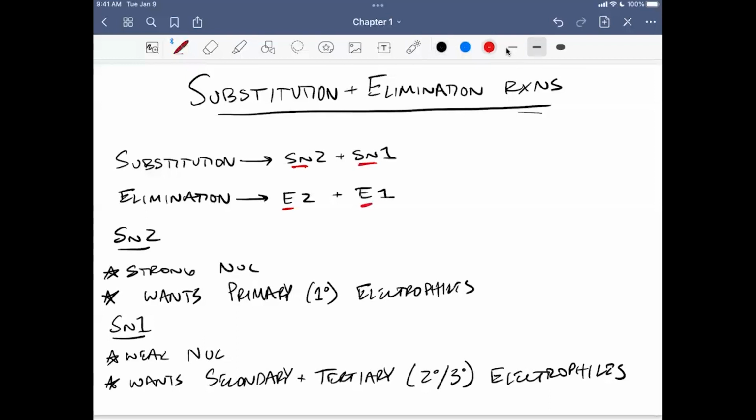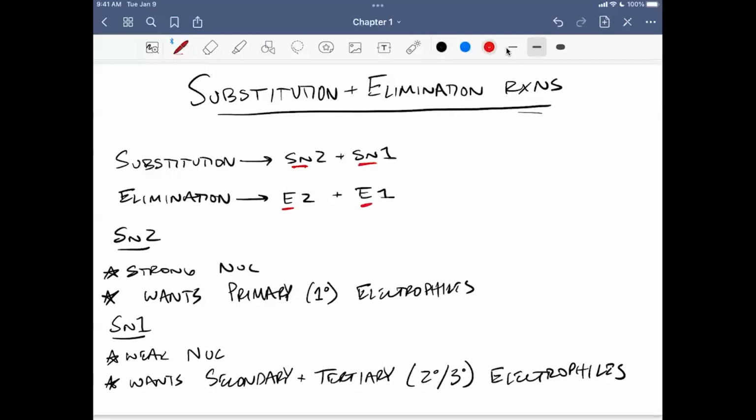First of all, for substitution, SN2 is dealing with a strong nucleophile. That NUC stands for nucleophile. So you're dealing with strong nucleophiles. In the previous video, where we looked at the difference between strong and weak nucleophiles, that's going to be crucial to deciding if you're doing SN2 and SN1. For SN2, it primarily likes primary electrophiles.